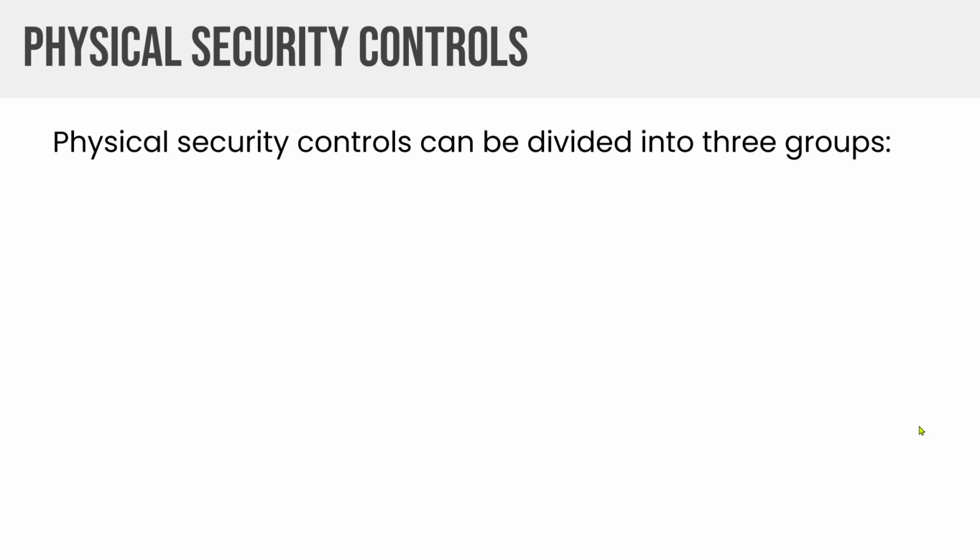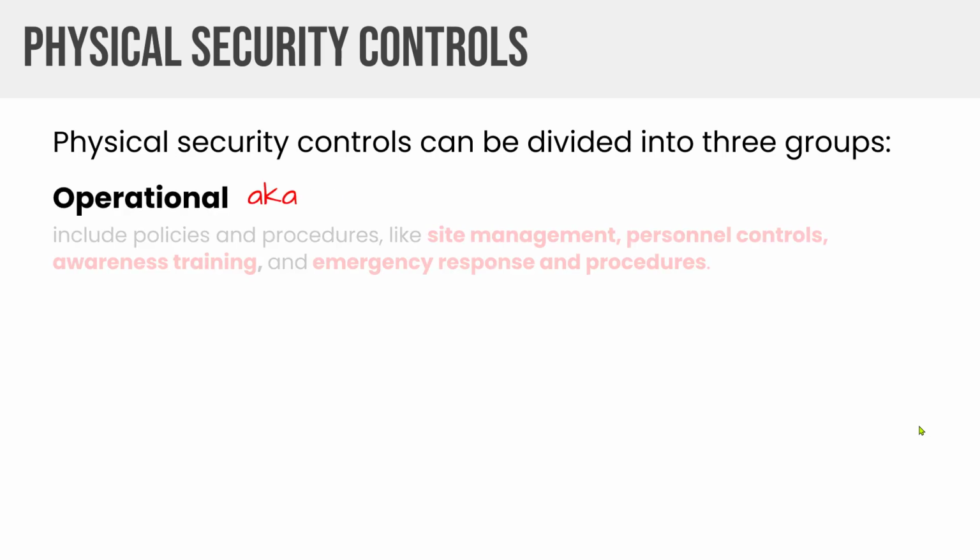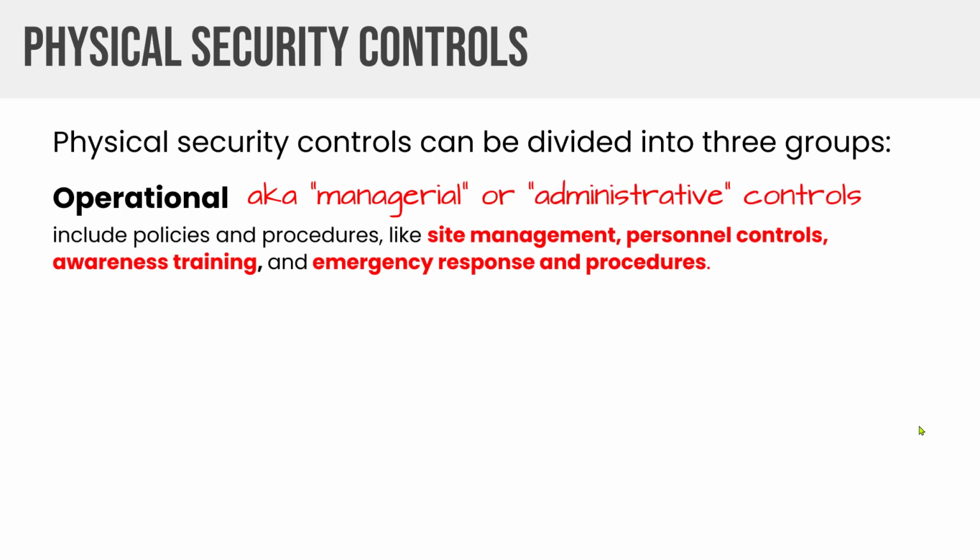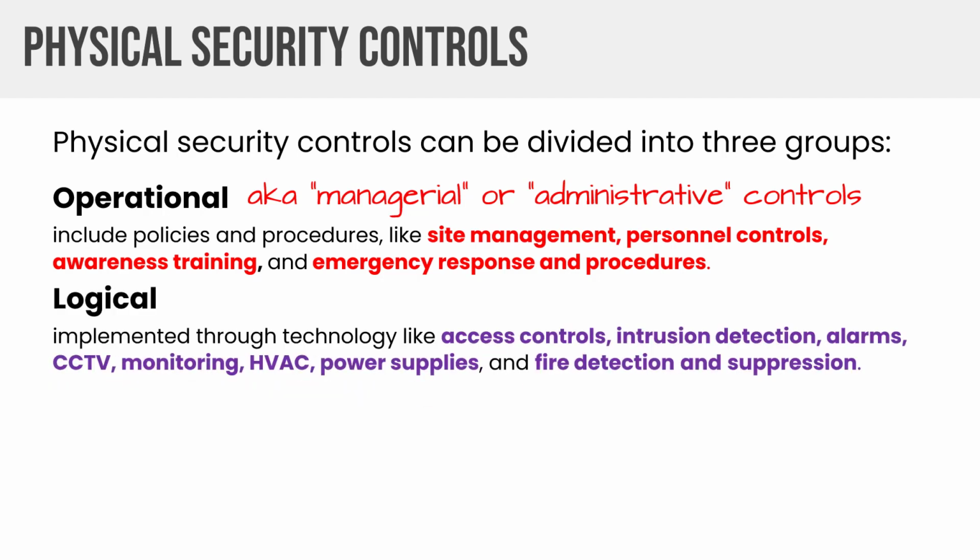So physical security controls can be divided into three groups at the highest level. You have operational controls, which may also be called managerial or administrative controls. This will include things like policies and procedures, like site management, personnel controls, awareness training, and emergency response and procedures. And we have logical controls, also known as technical controls, and these are implemented through technology like access controls, intrusion detection, alarms, closed-circuit TV, monitoring, HVAC, power supplies, fire detection and suppression.